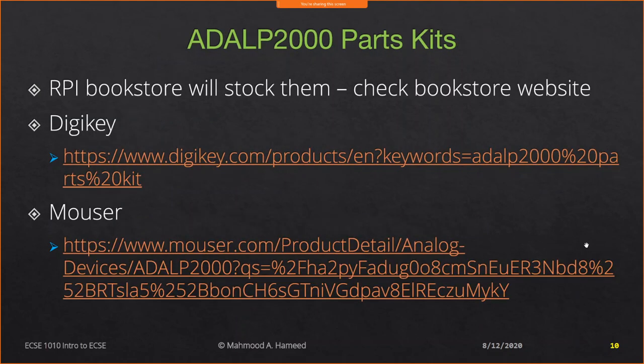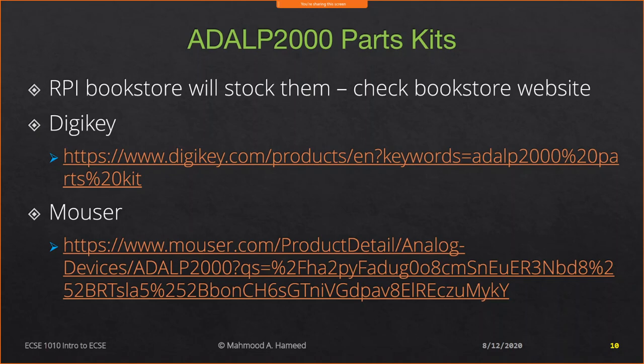Okay. Now we said two things, right? The board, the M1K board, and the parts kit. Let's come to the parts kit. The RPI bookstore will stock them. The RPI bookstore will stock close to 130 of these parts kits. And not only for us, this will be for circuits, for electronic instrumentation, for other classes as well. So they need to have a pretty good amount of stock, a pretty good inventory for the fall semester.